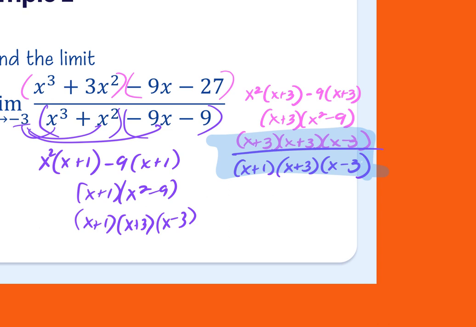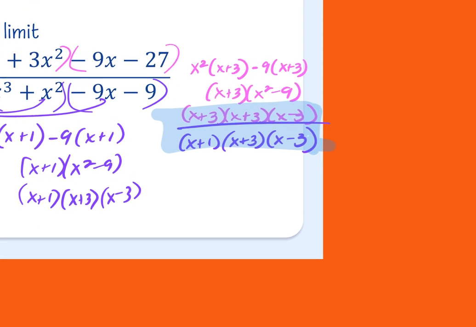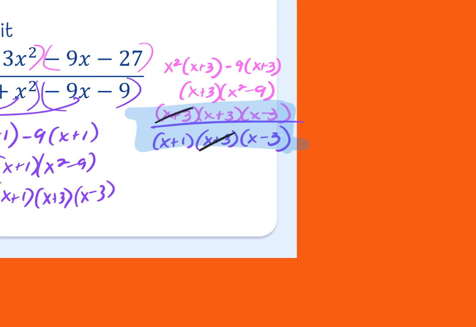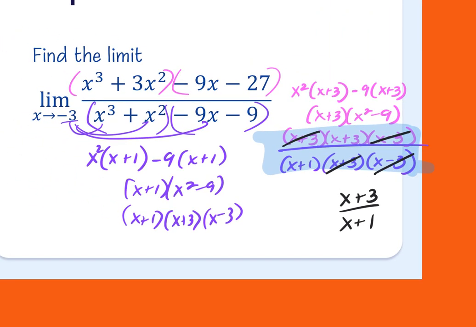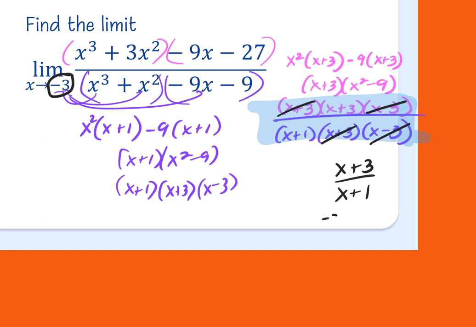And what happens here? There's 2 holes. x plus 3 cancels, so there'd be a hole there. x minus 3 cancels, there'd be a hole there. What's left is x plus 3 over x plus 1. And that is where I plug in my negative 3. No, this time it's negative 3. This guy, you're plugging in from here.